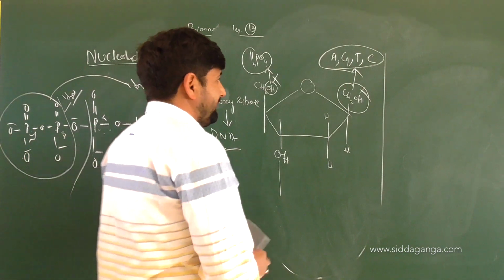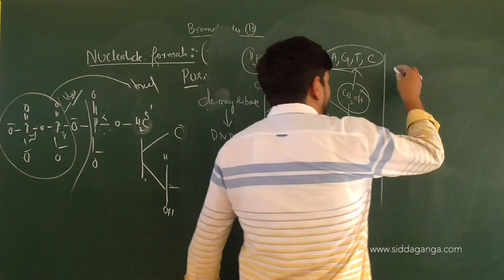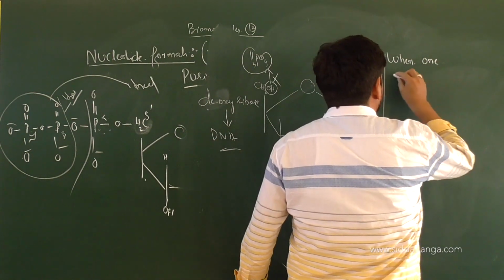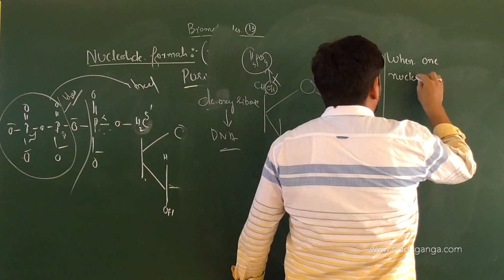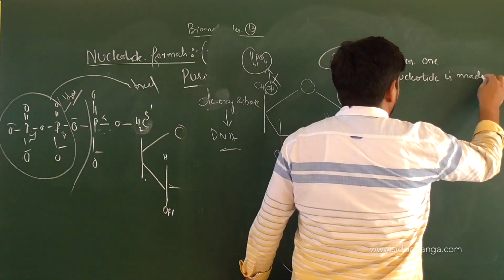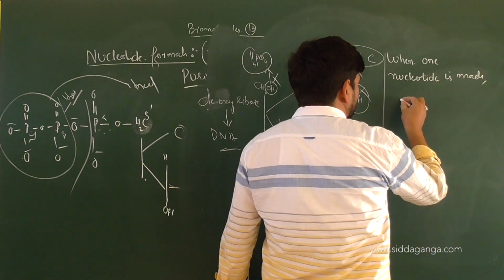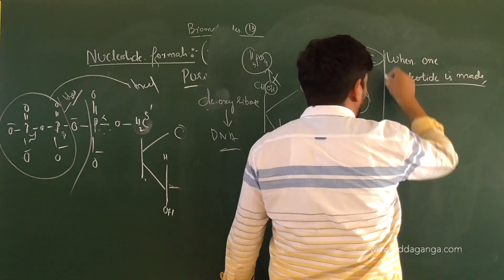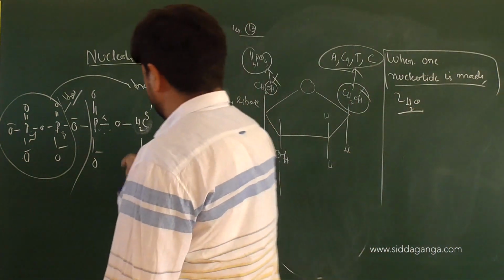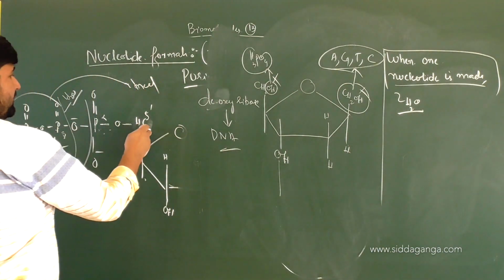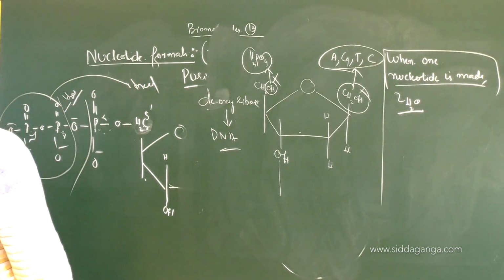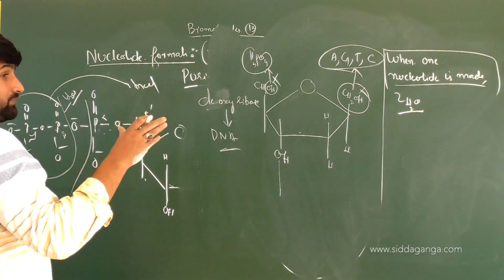Now take in mind, when one nucleotide is made, how many water molecules are removed? Two water molecules will be removed. Okay? So phosphate is attached to which carbon? The 5 prime, and the nitrogenous base will be attached to the first prime carbon. Correct or not? So it's not a normal phosphodiester.